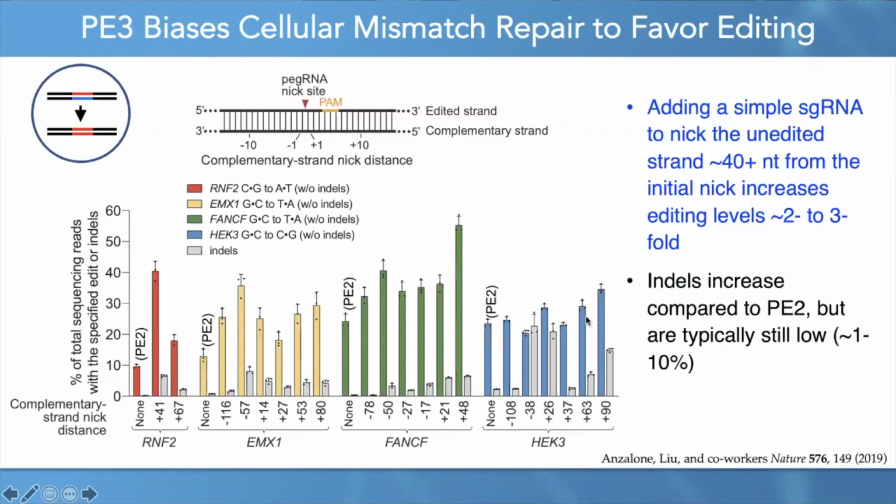We also noticed that indels increased with the inclusion of the nicking sgRNA, but noted that these indels remained lower when the non-edited strand nick was kept greater than 40 nucleotides away from the pegRNA-induced nick. With the addition of the nicking sgRNA to the PE2 strategy, we reached our latest iteration of the prime editing system and called it PE3.